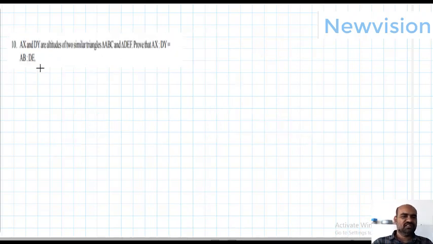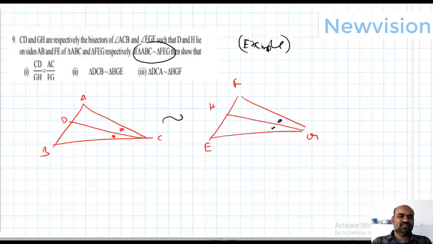So, next, AX and DY are the altitudes of two similar triangles ABC and DEF. Then prove that AX is to DY equal to AB is to DE. Yeah, this one also proved, example problem. So, prove that if two triangles are similar, then the ratio of their altitudes are in the ratio of their sides, that is the problem. Example, I already proved. You people can complete it. This and this. Okay.